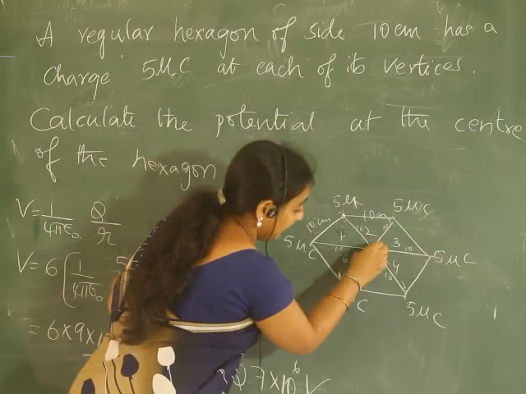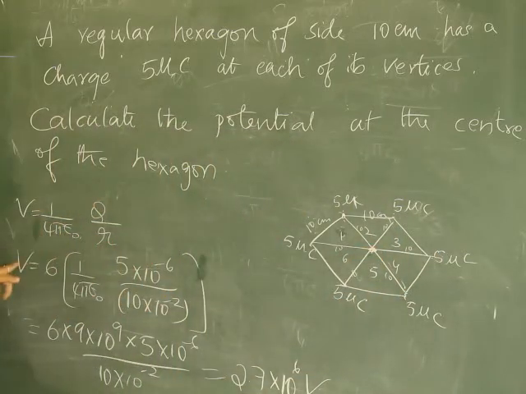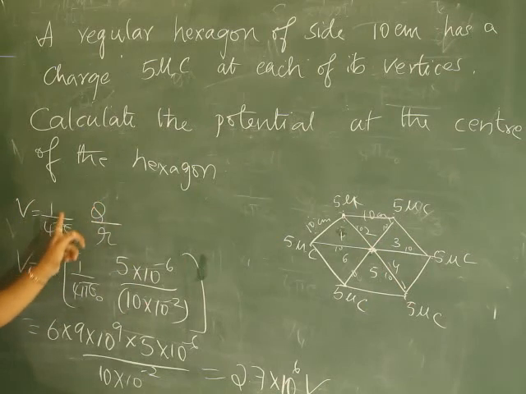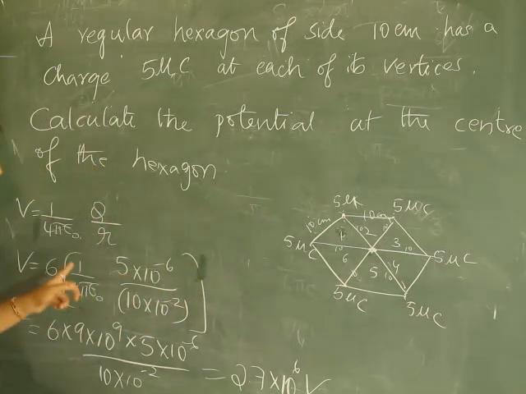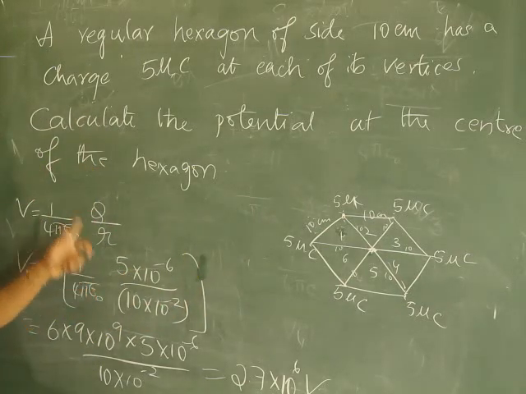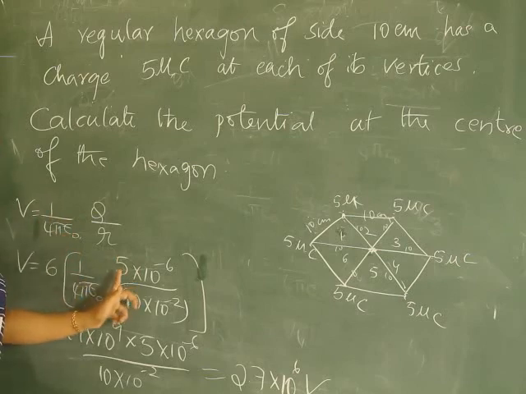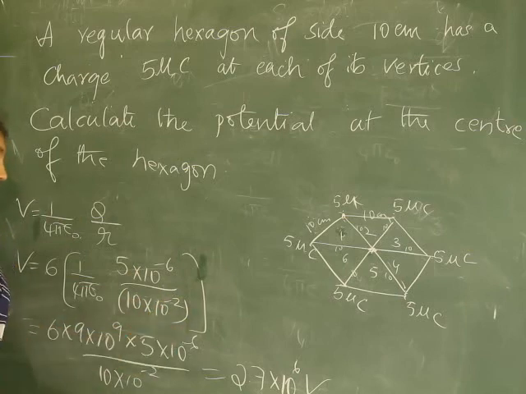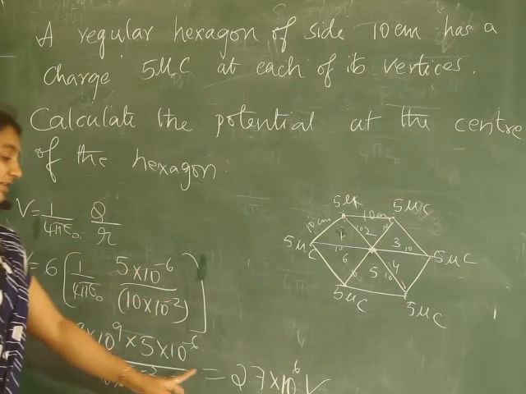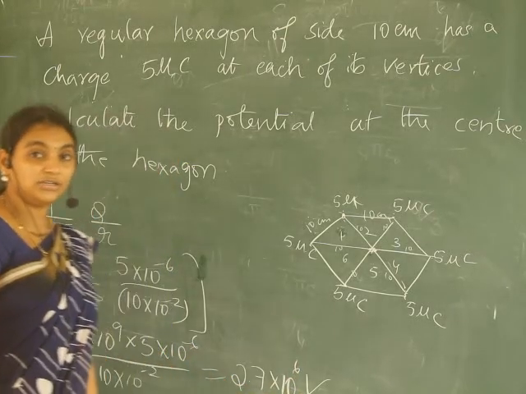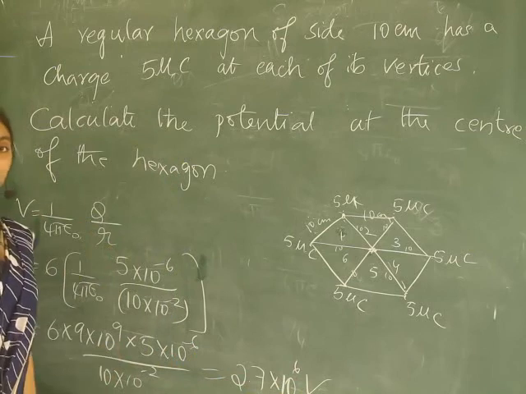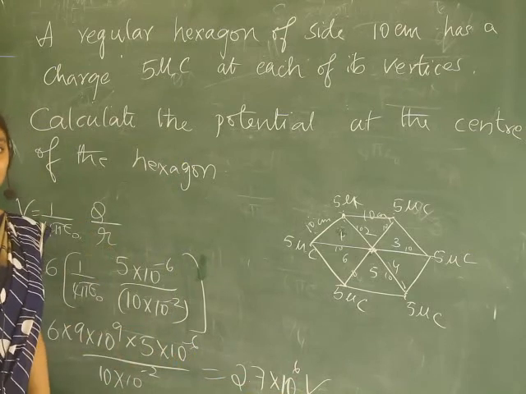10, 10, 10, 10. So directly we know the expression V is equal to 1 by 4 pi epsilon naught Q by R. We said superposition principle, you can add it. Here since the distance and the charge value are the same, I can write 6 into 1 by 4 pi epsilon naught 5 into 10 to the power minus 6 divided by 10 into 10 to the power minus 2. Substitute the values, you'll get the value 2.7 into 10 to the power 6 volt. Understood? Further problems we will solve in the next class. Okay, thank you.